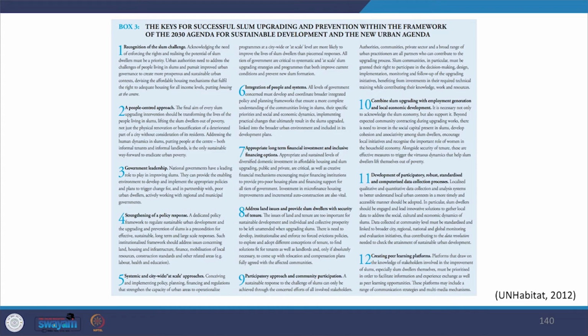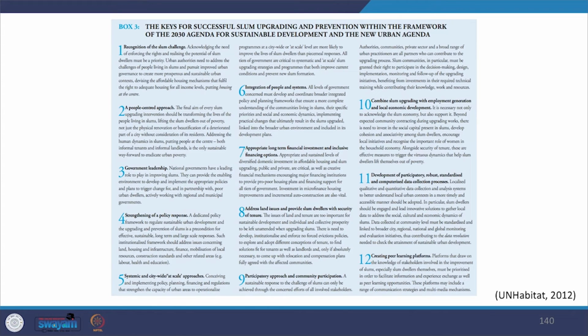Further, we see that it emphasizes strengthening of policy response. As per UN Habitat, a dedicated policy framework to regulate sustainable urban development and upgrading and prevention of slum is a precondition for effective, sustainable, long-term and large-scale responses. Next, we see it highlights the systemic and citywide at-scale approaches. So the approaches need not be fragmented, but the approach has to be taken at the city level.